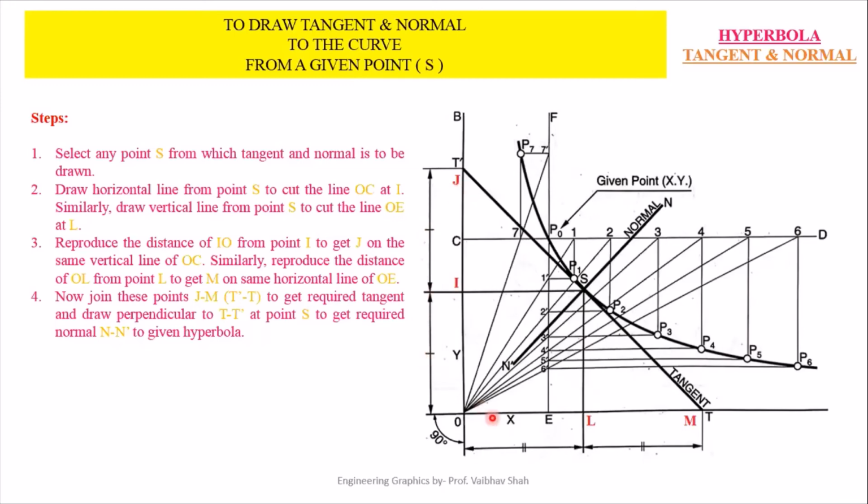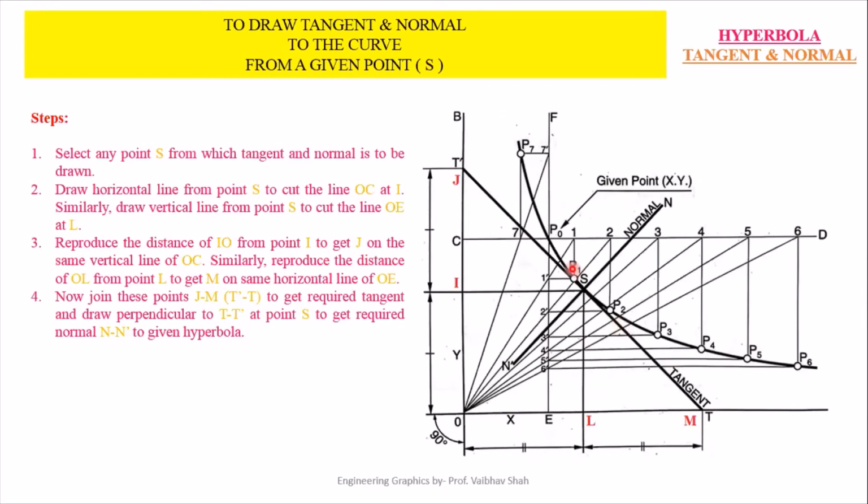Now in next step, you have to take on your rounder 0 to L distance and you have to reproduce this dimension from your L point itself on the rightward direction to get your point M in such a way that LM distance should be exactly equal to your distance of L to 0. Now after getting your point M and J, you have to simply connect these points by a dark line, which is nothing but your tangent, and you can denote this tangent by T, T dash.